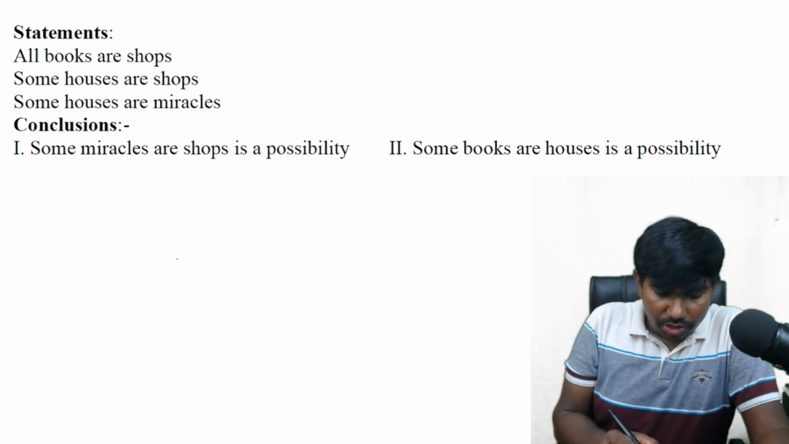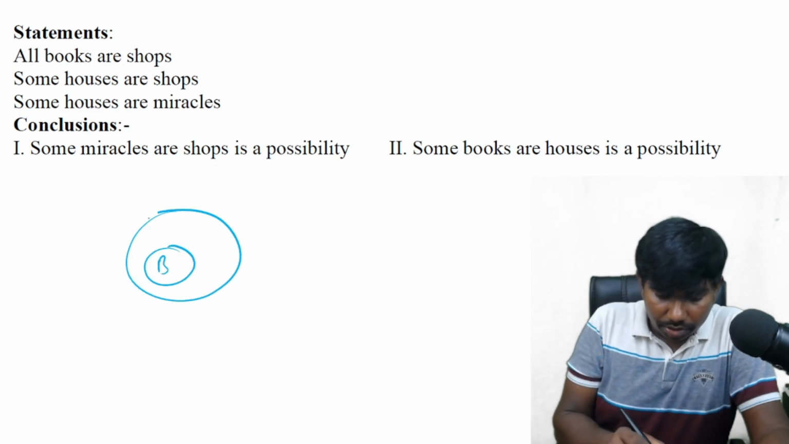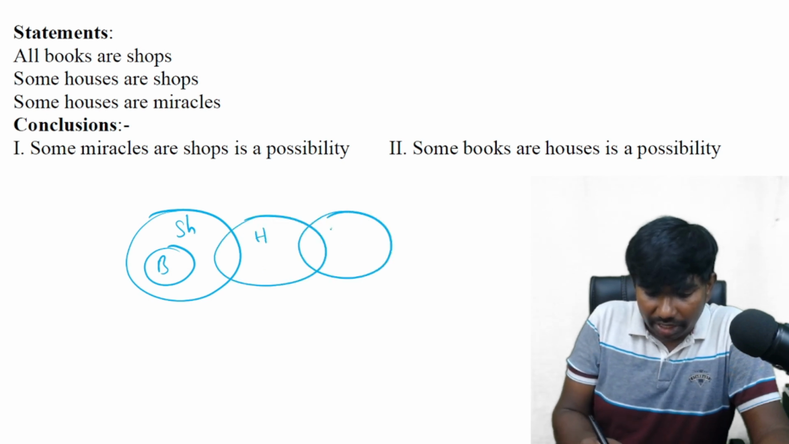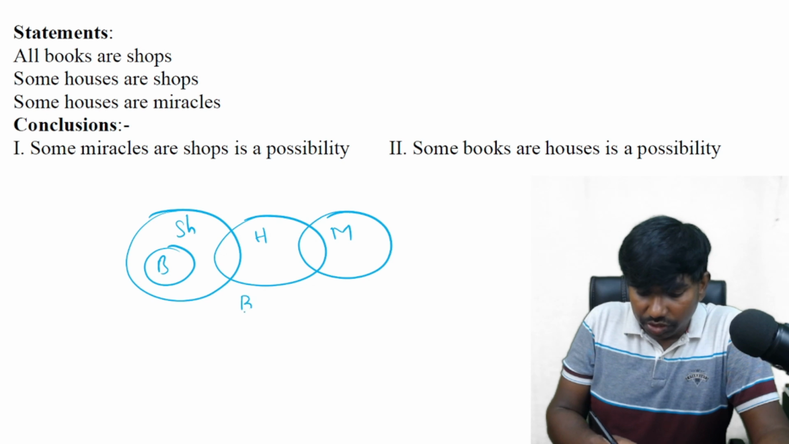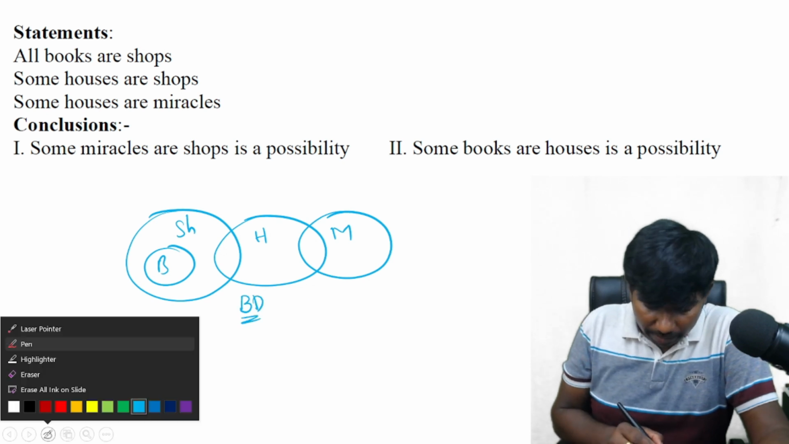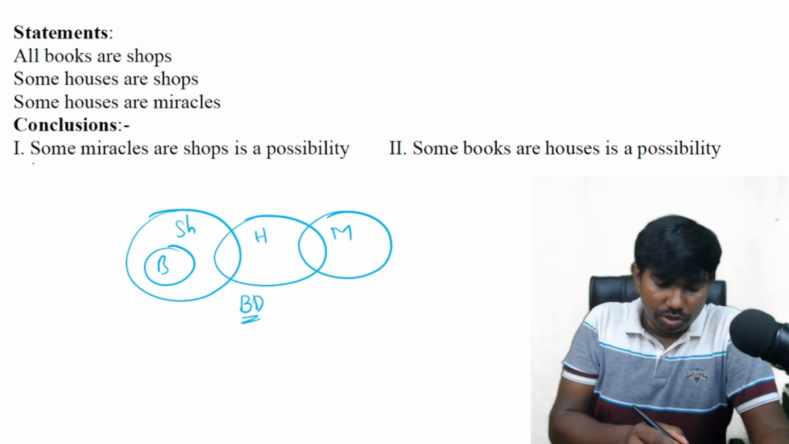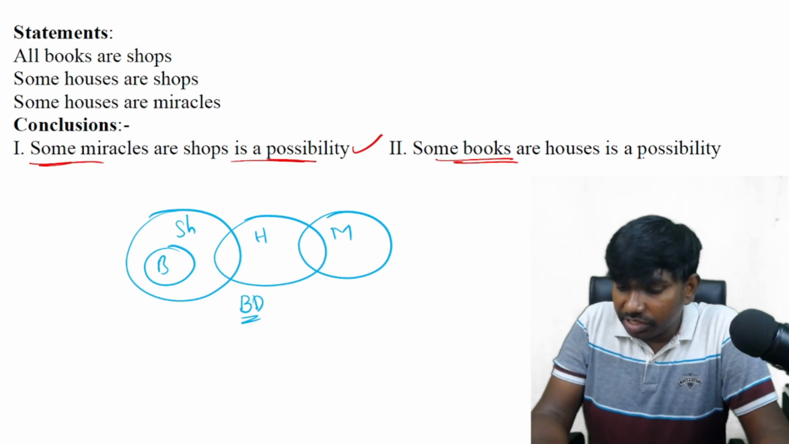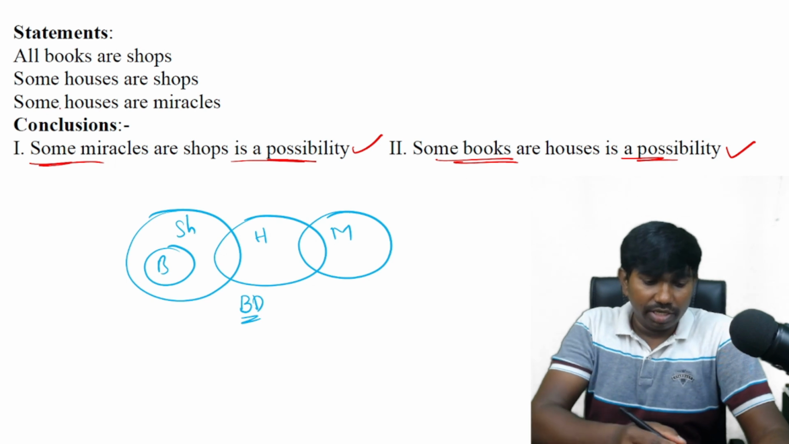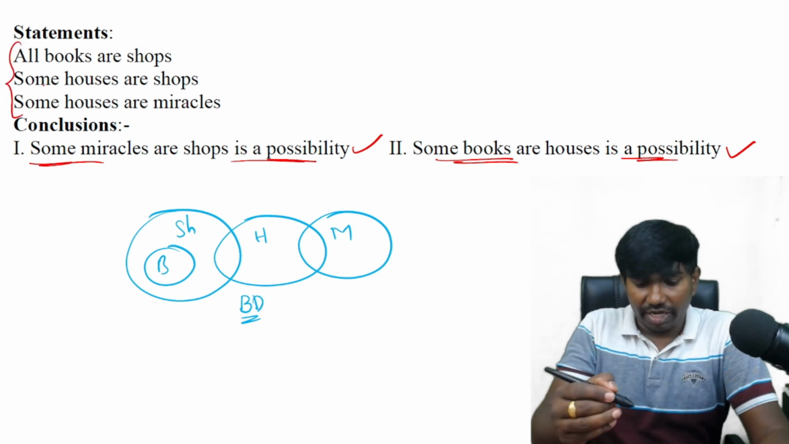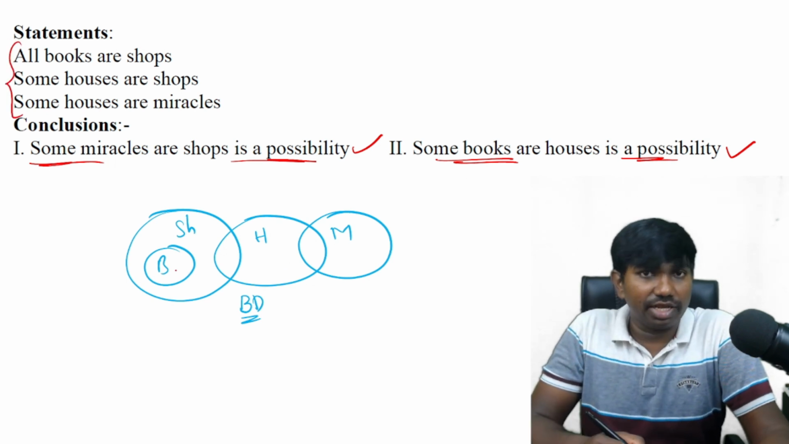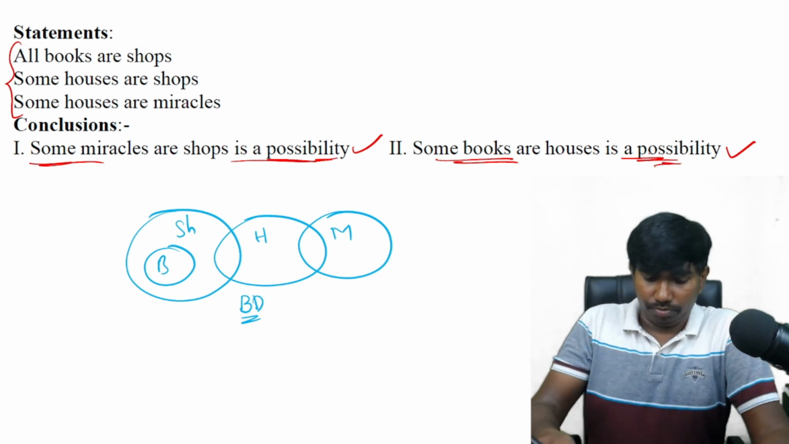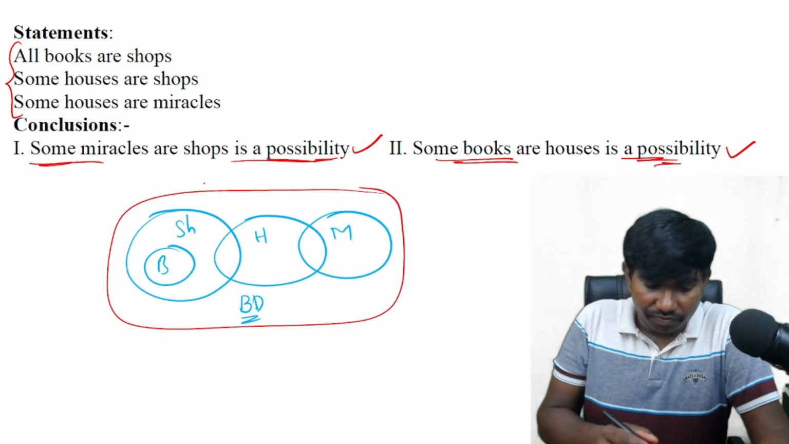Next one. All books are shops. Some houses are shops. Some houses are miracles. See, actually there is no negativity in the statement, so every positive possibility will be true. Yes, it is true, and this is also a positive possibility, so it is also true. If there is no negativity in the statement, every circle can intersect with any other circle in any way. That means every positive possibility will be true. Actually, without drawing the diagram also we can say this.